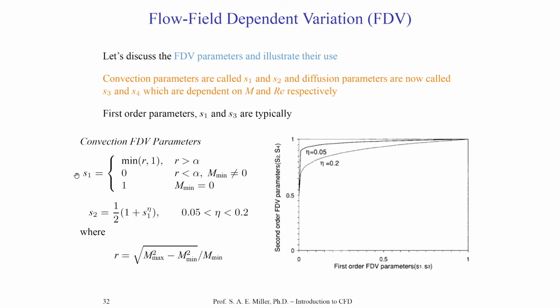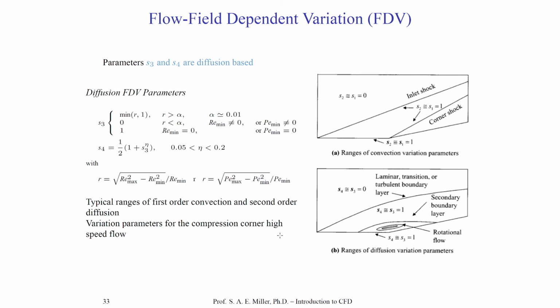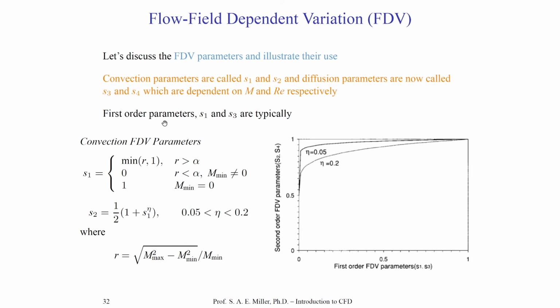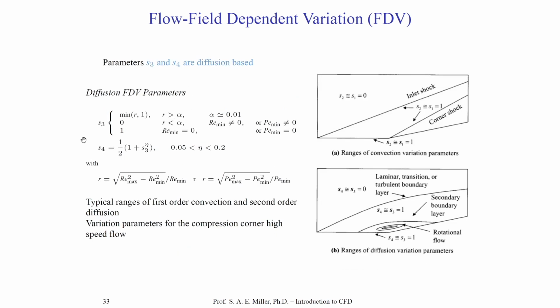We can define simple models based on particular Mach numbers for S1 and S2. Here's one functional form for S1 and one functional form for S2. The first order FDV parameters can be shown on the right for S1 and S2, with the y-axis for FDV parameters. S3 and S4 are diffusion-based. So for diffusion-based parameters, these simple models are chosen based on, say, minimum 0 or 1, depending on the Reynolds numbers. So you can see S1 and S2 depend on Mach numbers, and a very similar form is given for S3 and S4, which are dependent on the Reynolds number and the Peclet number.